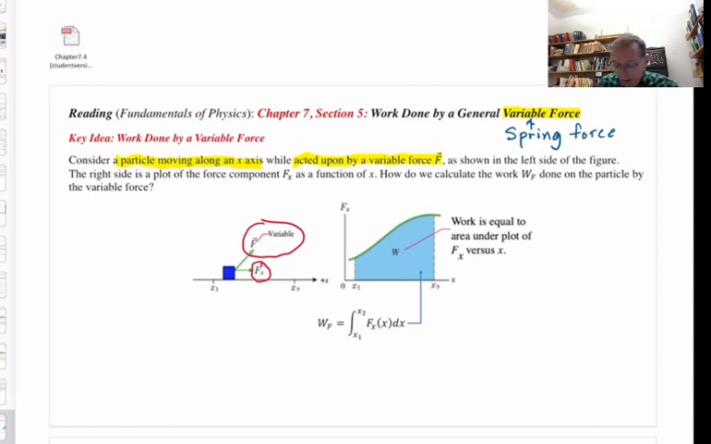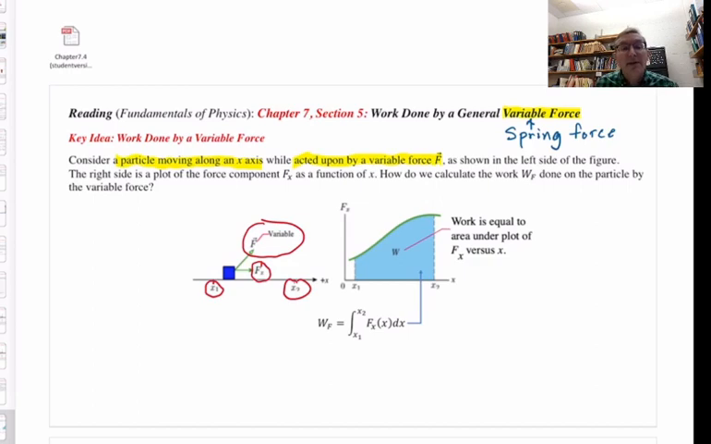So somebody, maybe it's you, is pulling the block to the right with that applied force F, but you're not doing it with a constant pull. It's a variable pull, okay? And you are dragging this block from a location x1, initial, to a final location x2. Question: how much work does your applied force do?